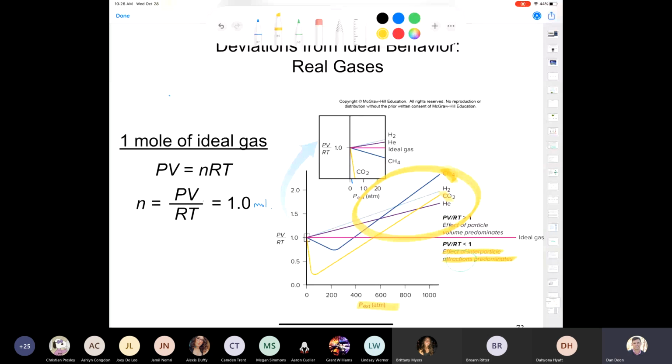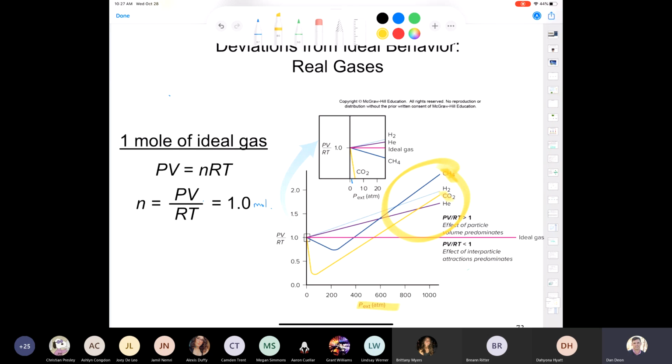And I find most students find this part more intuitive. Now, why would it be, when you jack up the pressure like crazy on all of these gases, it doesn't even matter, all these gases, the same effect happens? Wow. All of a sudden, PV becomes bigger than RT, and you get a number greater than 1. Now, why would that happen?